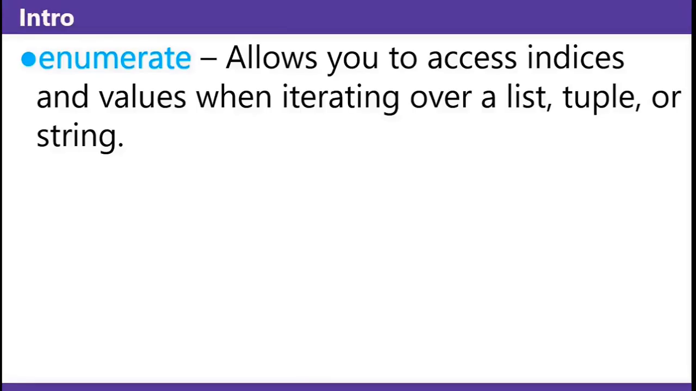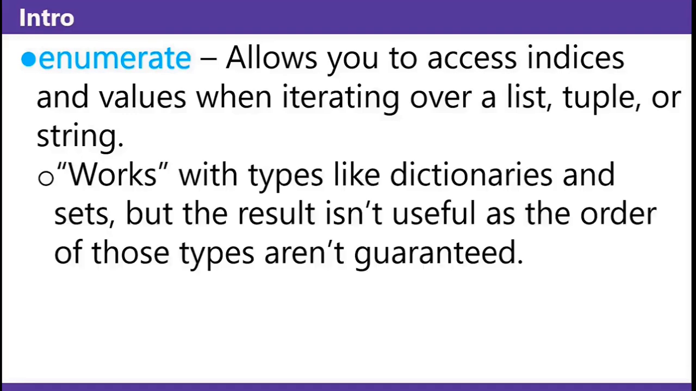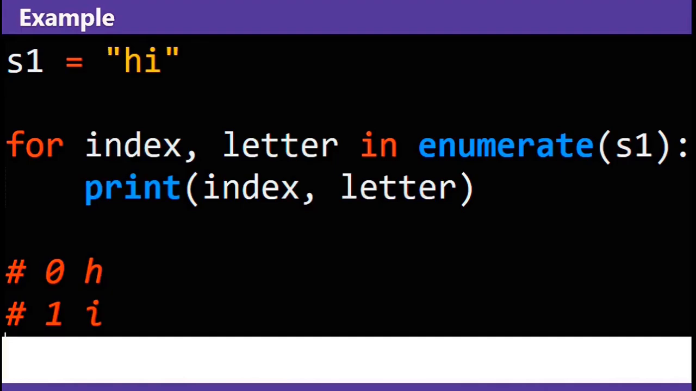The enumerate function allows you to access indices and values when iterating over a list, tuple, or a string. Enumerate works, in quotes, with types like dictionaries and sets, but the result isn't useful as the order of those two aren't guaranteed. In this example, you iterate through the indices and letters of the string hi, so this will end up printing out 0 h and then 1 i.